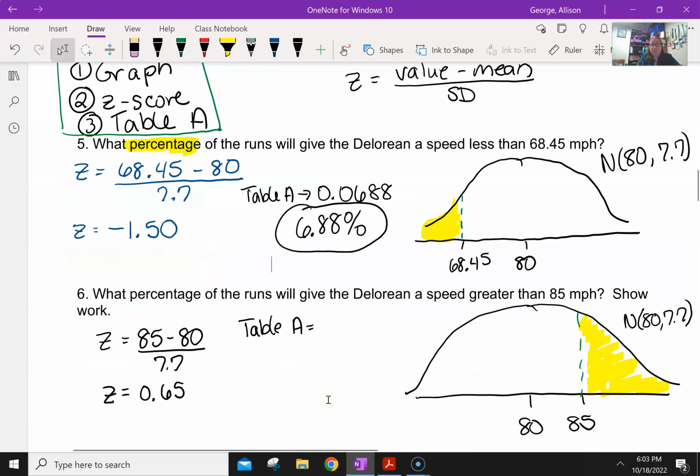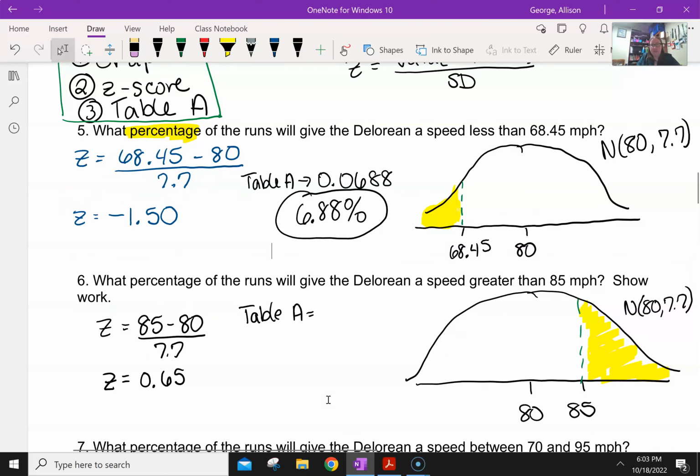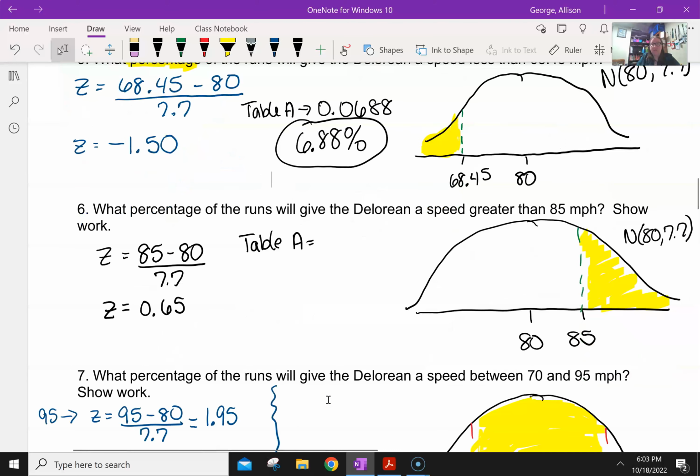Another situation we might see is something like number 6. So what percentage of the runs will give the DeLorean a speed greater than 85 miles per hour? All right, so I've done my short little sketch, 85, and if we're doing greater than 85, I've shaded to the right. So then we go through and calculate our z-score. 85 is bigger than our mean, so our z-score should be positive. So this checks out, and we end up getting a z-score of 0.65.